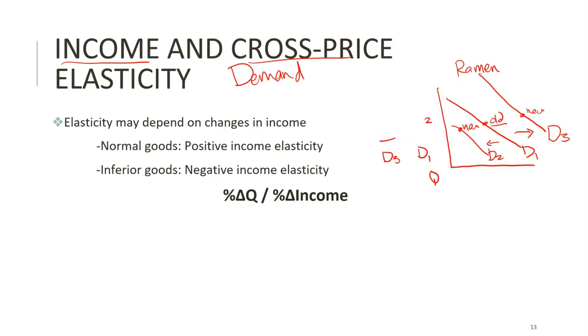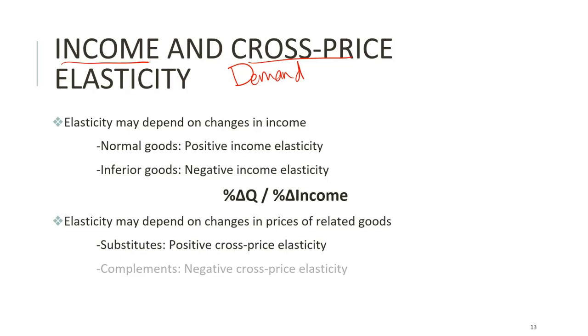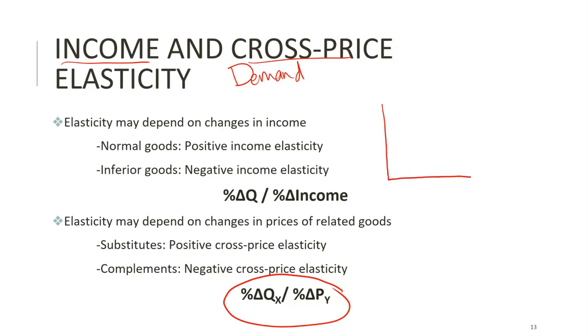And then same thing with cross-price elasticity. We're going to calculate it the same way, percentage change in quantity divided by a percentage change in price. The only difference is that percentage change in price is going to be for a different good. So let's say we're talking about the market for burgers and fries.